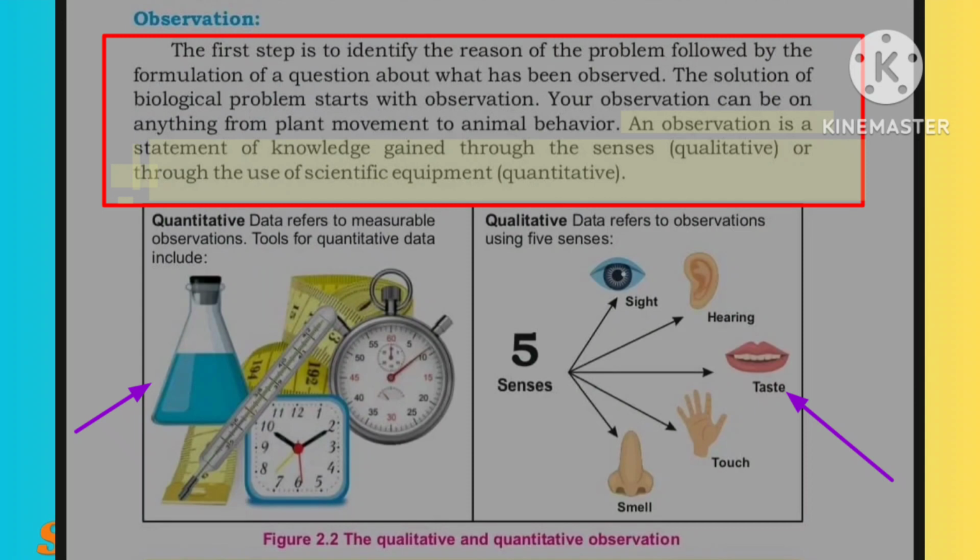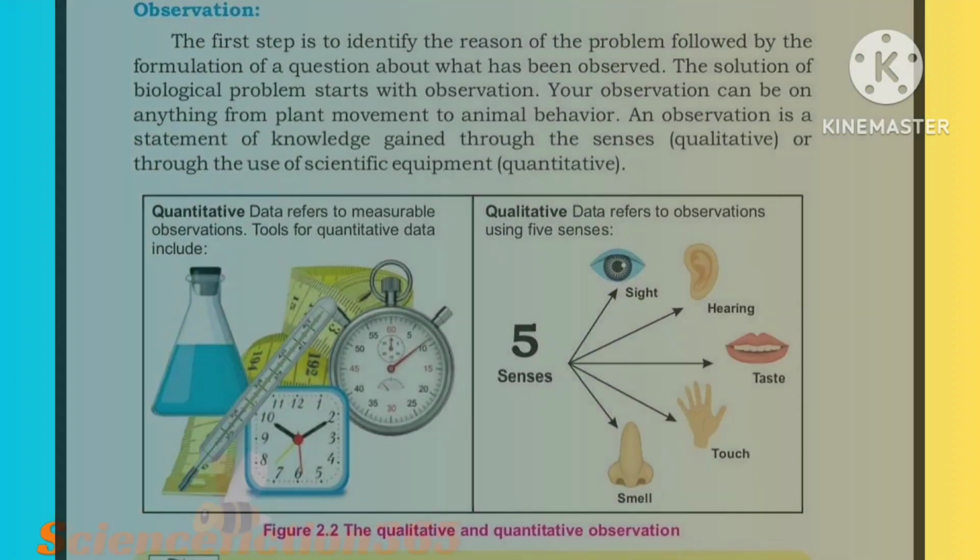and this is done through observations. Observation is a statement of knowledge gained through qualitative or quantitative means. Observations are of two types. Qualitative observation refers to the 5 senses, which are sight, hearing, taste, touch, and smell. In this, no scientific tools are used. In quantitative observation, scientific tools are used, and these observations are accurate and are also recorded. Meanwhile, in qualitative observation, observations are not recorded and are less accurate.